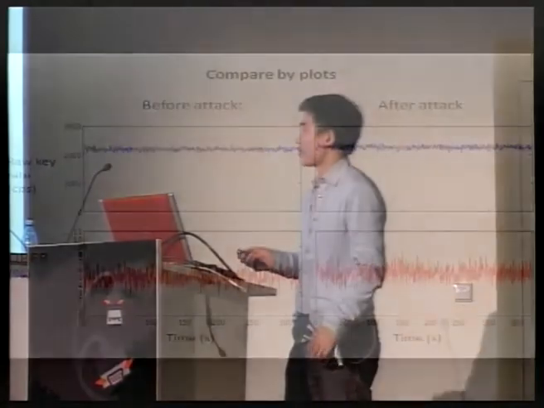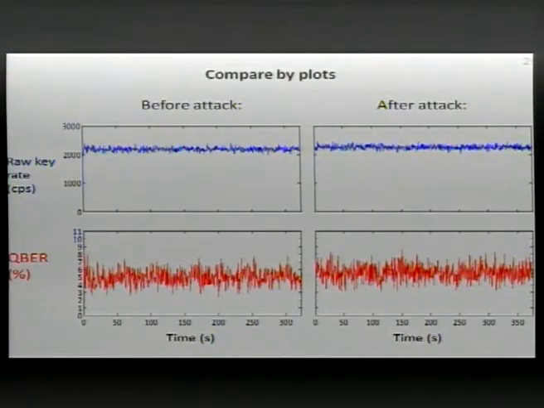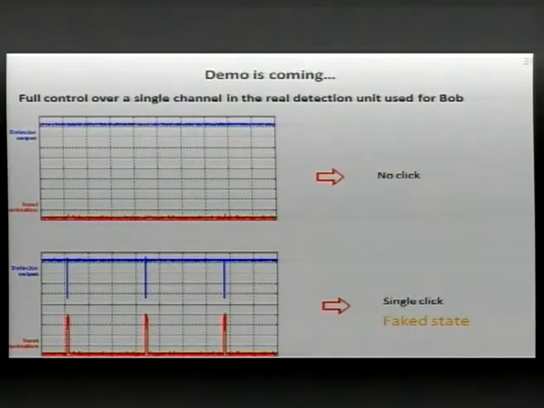And the last thing is to compare the QKD parameters by plots. So you can see before and after the attack, the key generation rates and the quantum bit error rates are both kept at the same level. Then I will do a short demo to show how to get full control of a single channel in the real detection unit used for Bob. I will first blind this channel and then launch a single click at this channel.